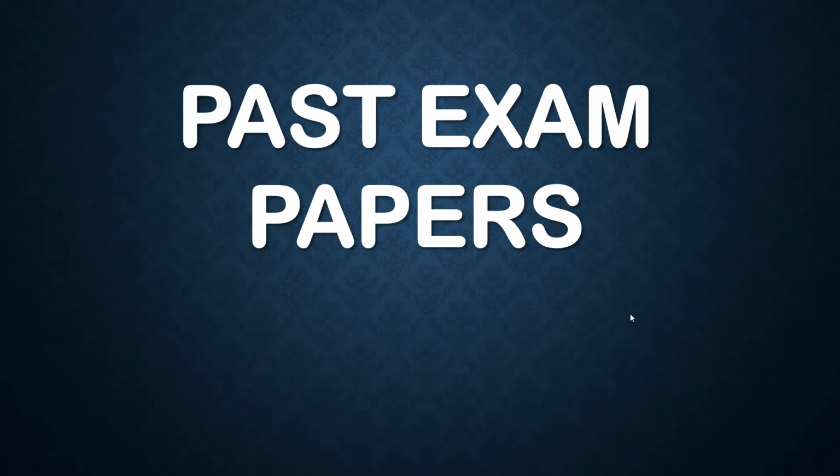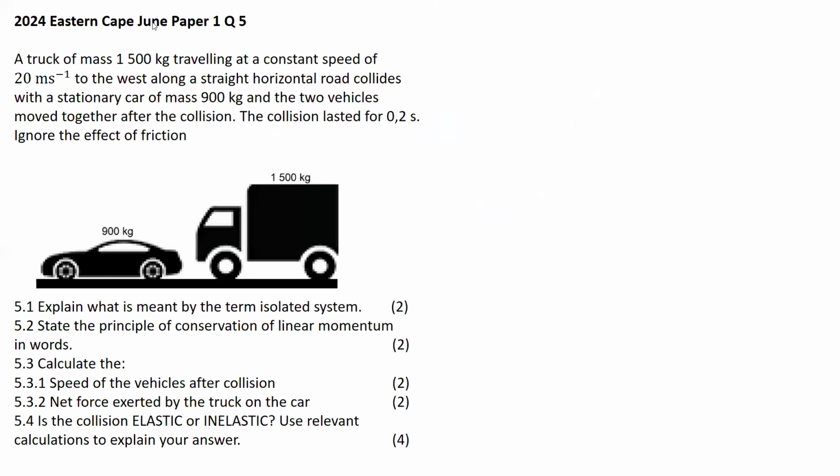All right, let's go. Past exam papers. Here's a question from 2024, the Eastern Cape June paper 1. It is question number 5, and I'm going to do it with you. The next one I'm going to give to you to try. But let me do this one with you just to see if you understand. As always, if there is a problem, you let me know and we take it up from there.